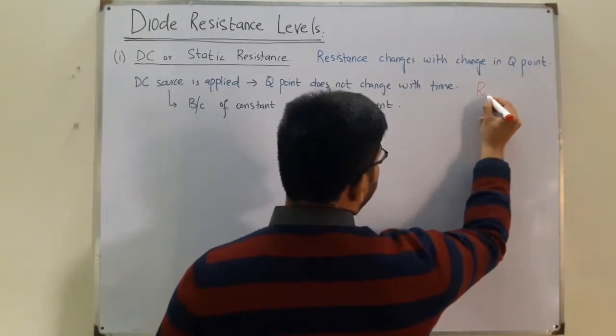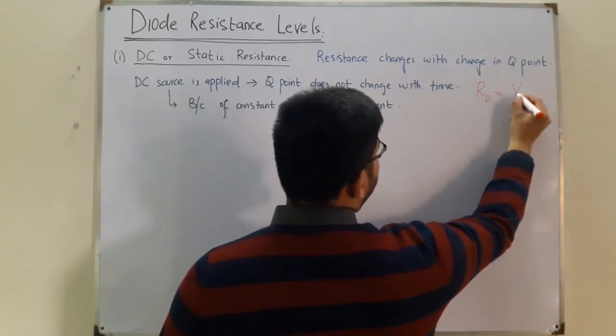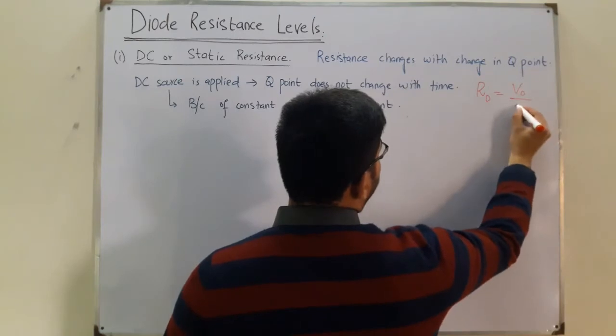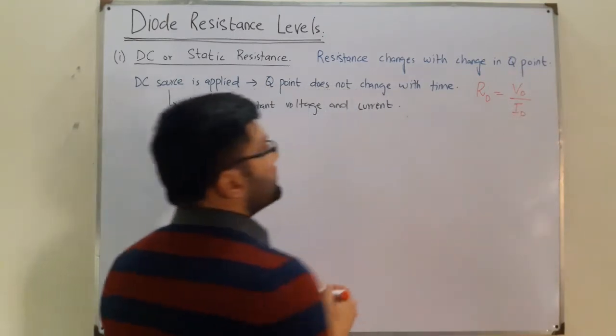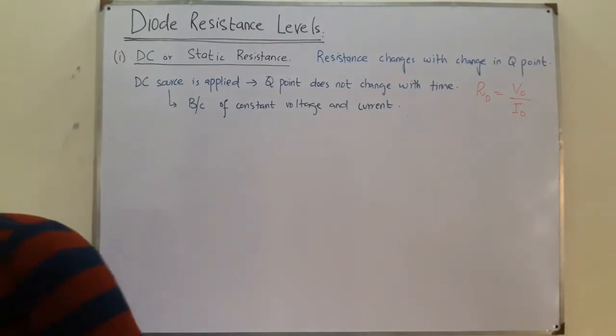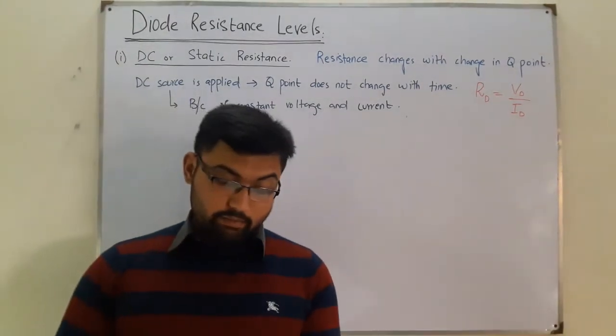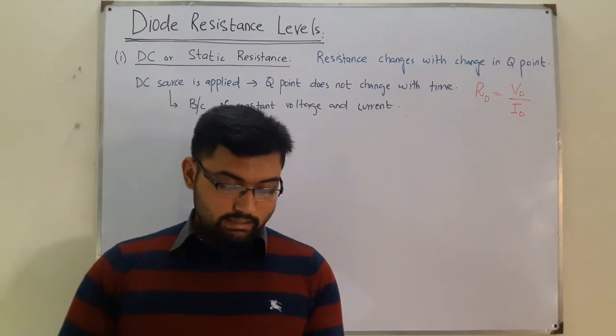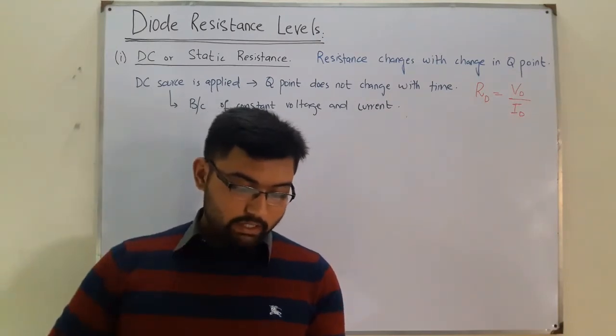I. So the resistance of a diode at any point, you find the VD at that point divided by ID at that point. The DC resistance level at the knee and below will be greater than the resistance level obtained on the vertical line.